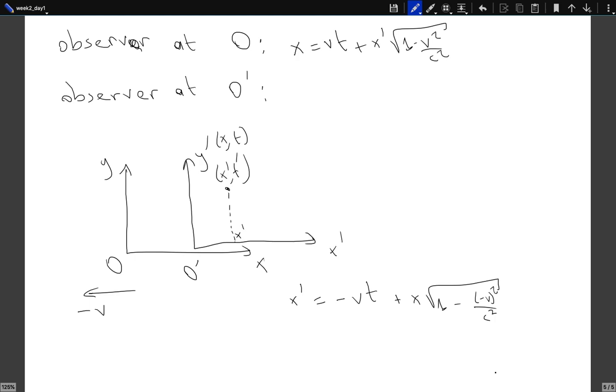So the observer in O prime concludes that x prime, sorry, this is t prime. X prime, t prime, and x should be related by this relation. And the observer in O concludes that x, t, and x prime should be related by that relation over there.